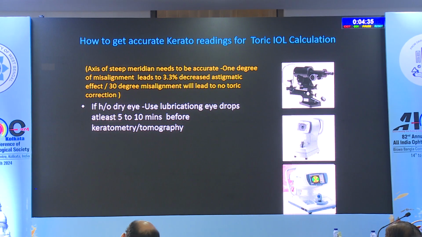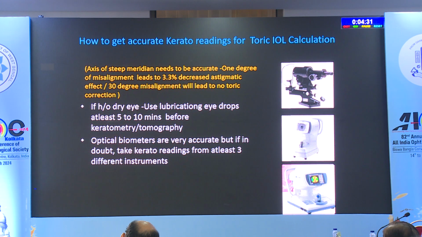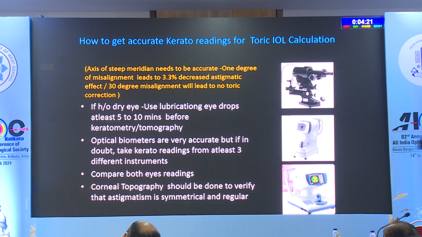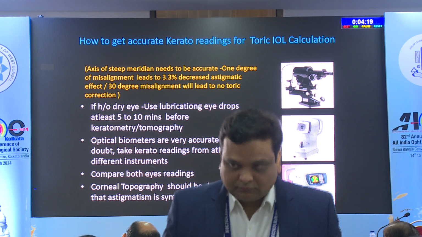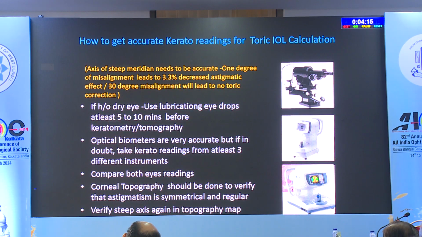for toric IOLs. If you feel that the patient has dry eye, use lubricating eye drops before you do your K. Optical biometries, as I said, take readings from at least 3 different instruments. Always compare both eyes because you may pick up something where the readings have been off and if it's not compatible. Topo is a good place to look at your symmetry of the astigmatism and the axis.